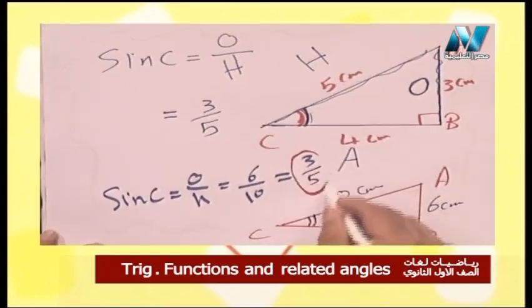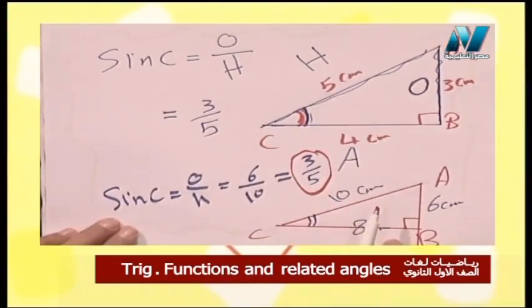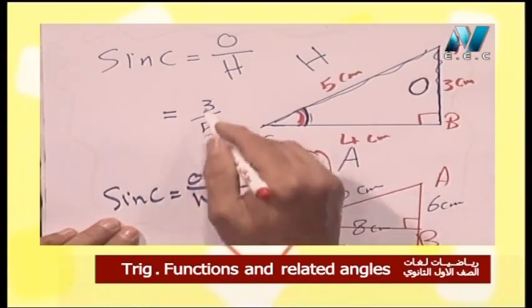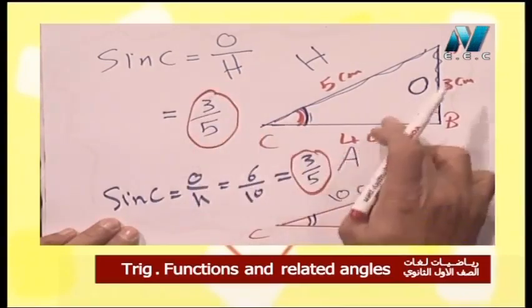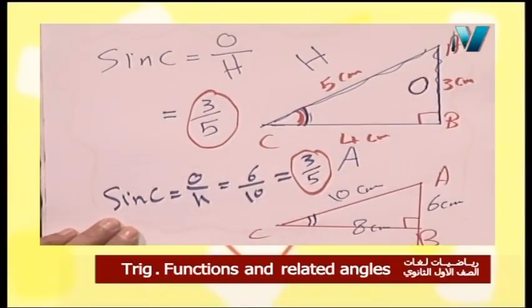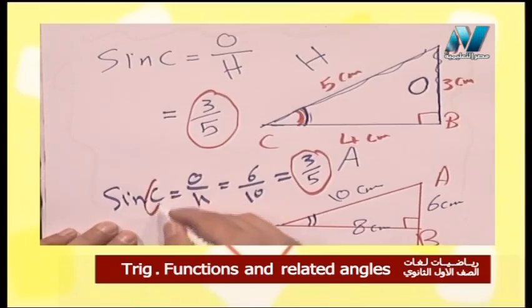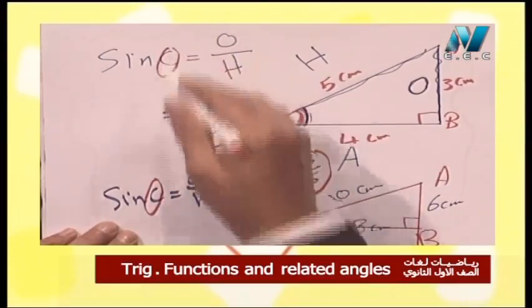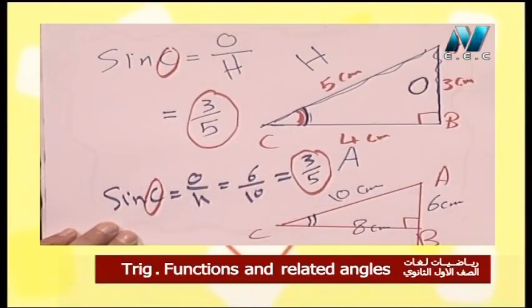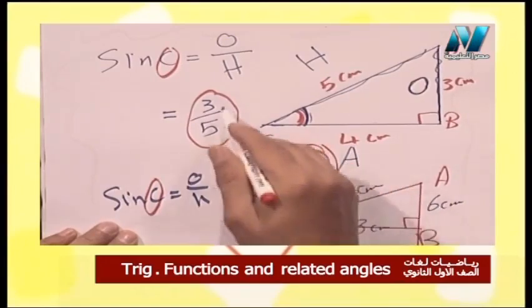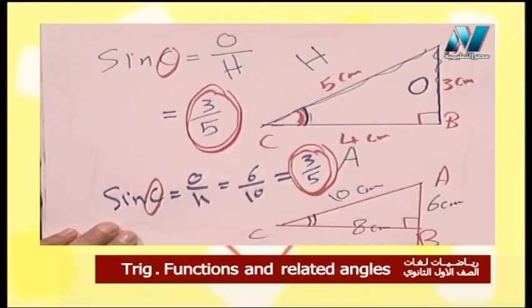We have sine C here equals 3 over 5, and for this triangle also equals 3 over 5. So it's a function, because if we have an angle in a right angle triangle, its sine is constant for all triangles, whether big or small. Okay.